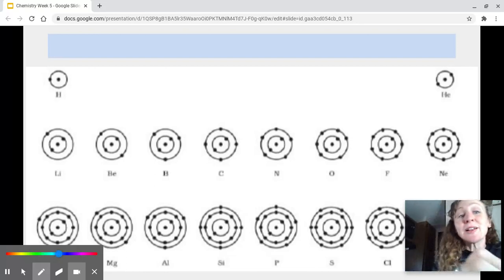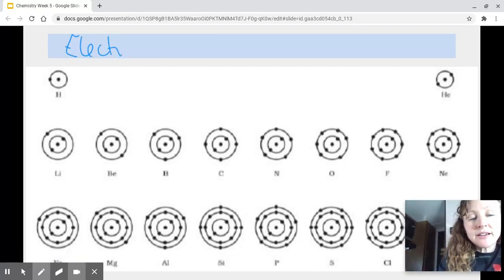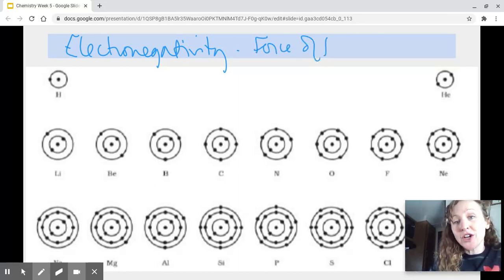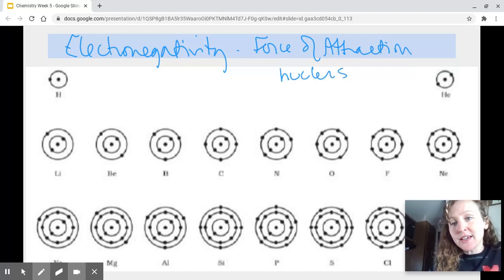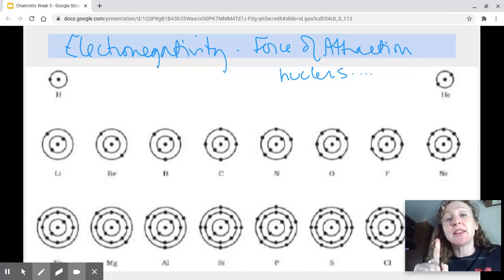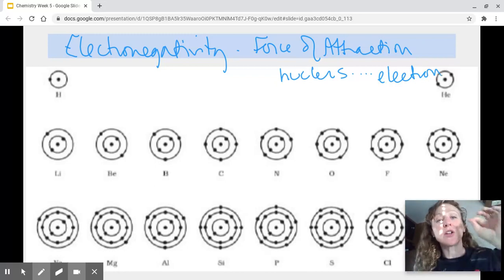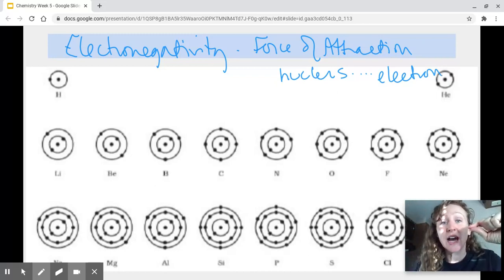Okay, now we get to talk about electronegativity. Remember, electronegativity is the force of attraction between the nucleus and an electron that it is trying to attract. So we're not talking about a nucleus and its own electrons. We're talking about a nucleus and an electron that's on a different atom or in a different system that the nucleus is trying to attract. How strong can that nucleus attract another electron to itself?